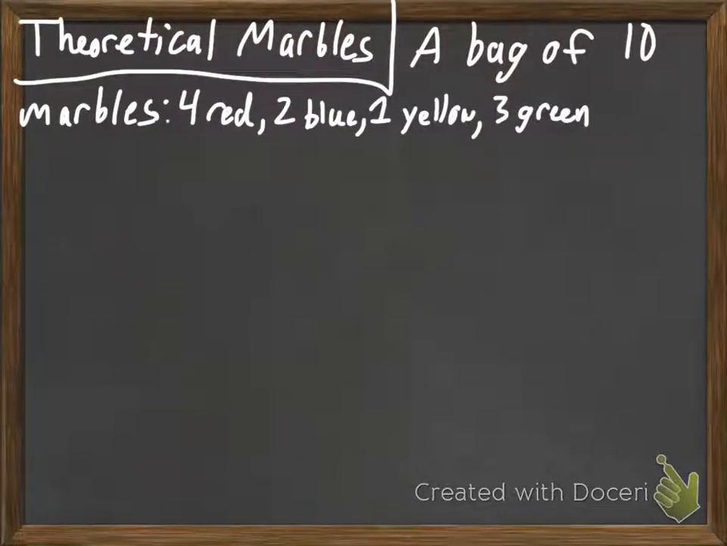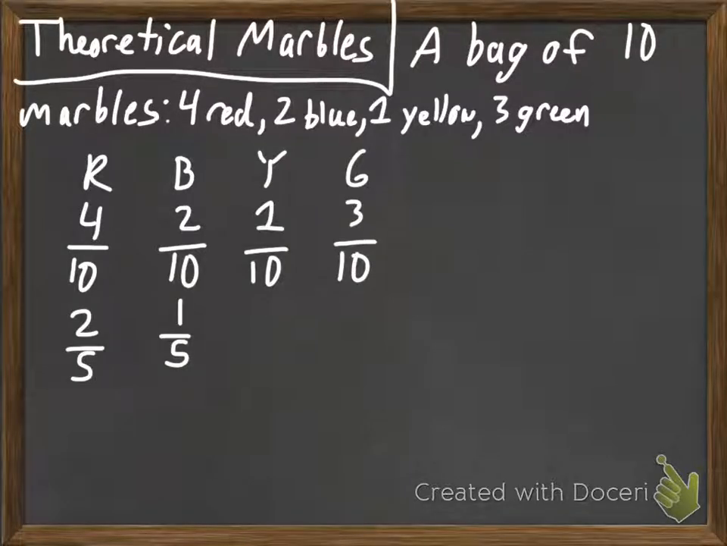So let's talk about marbles. What I want you to do now is record the theoretical probability of drawing a red marble, blue marble, yellow marble, and green marble. In this bag of marbles, whenever we pull one out, we put it back in. So every time we're pulling out a marble, there's 10 marbles in the bag. Make sure you reduce fractions as well. So go ahead, pause the video, and do that now.